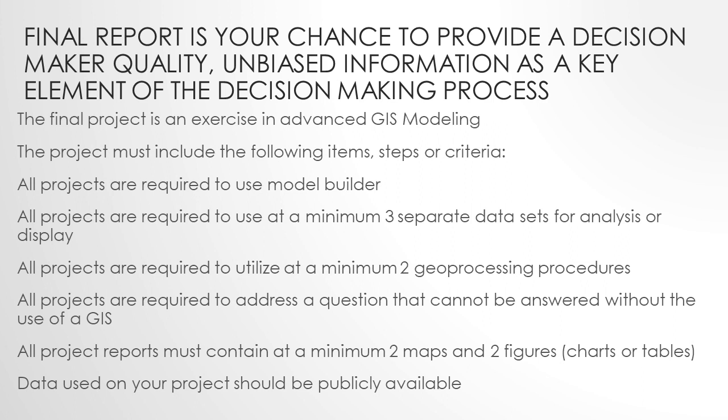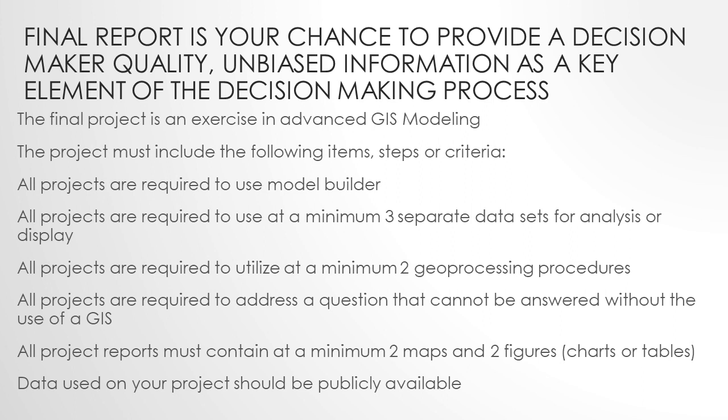Now I'm going to go back over this a little bit just to make sure we're clear. Once you figure out how you're going to solve your question, you need to set up those steps to solve that in Model Builder. You need to have at least 3 separate inputs in that Model Builder. That's where your 3 datasets come from. You are required to utilize a minimum of 2 geoprocessing procedures. This does not mean 2 different ones. This means at least 2 geoprocessing steps have to occur in the Model Builder.